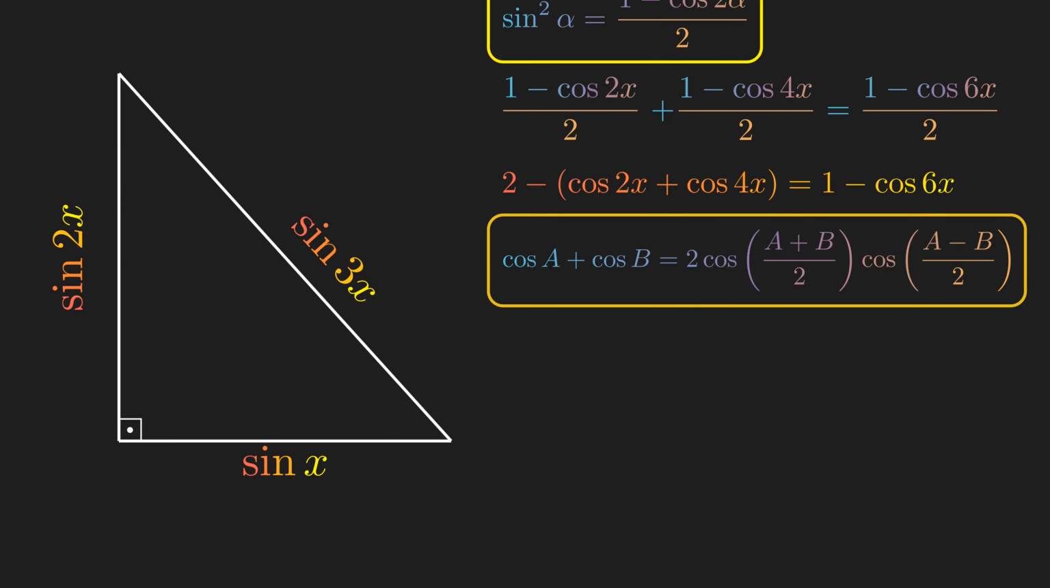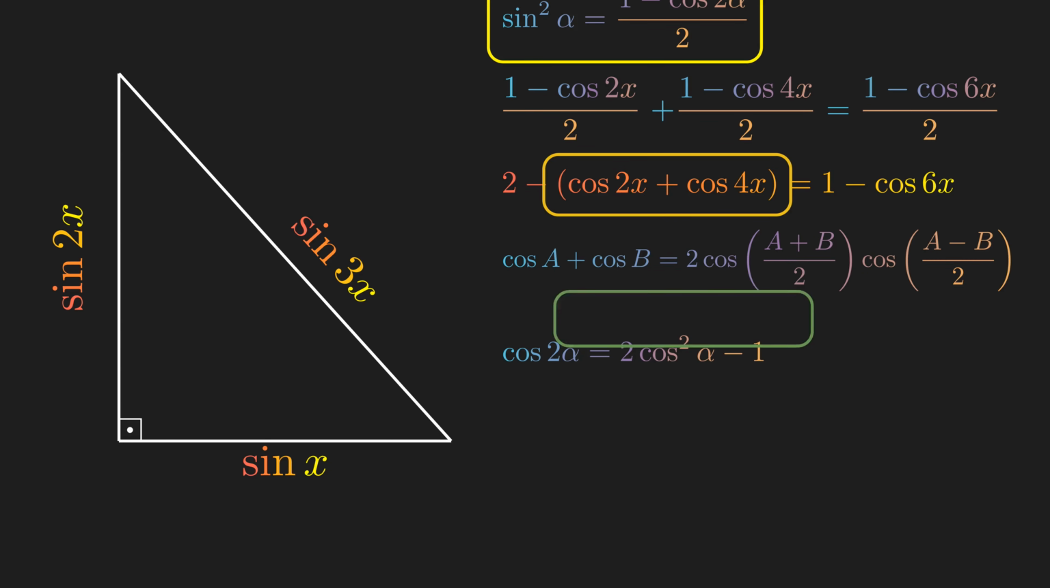Our second important one comes from the half-angle formulas. Cosine 2 alpha equals 2 times cosine squared alpha minus 1. We already proved this one. Now, what are these formulas good for? In our main equation above, we will use the cosine addition formula here and the half-angle formula here.